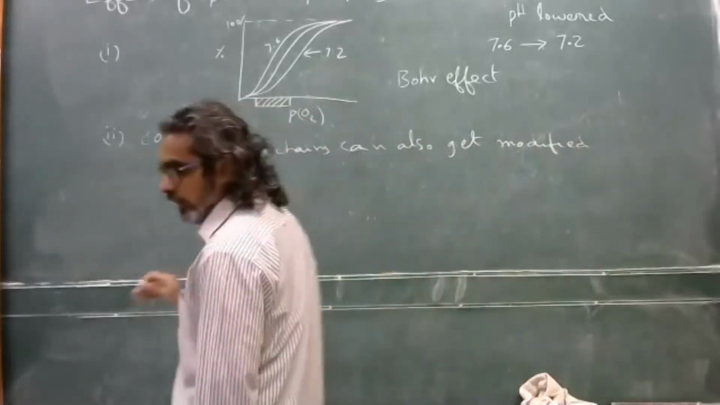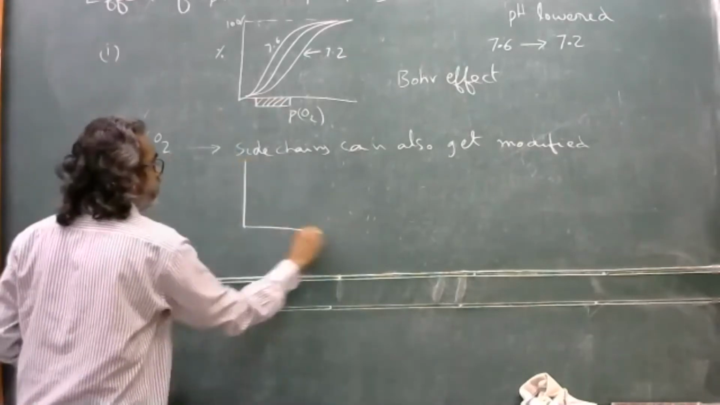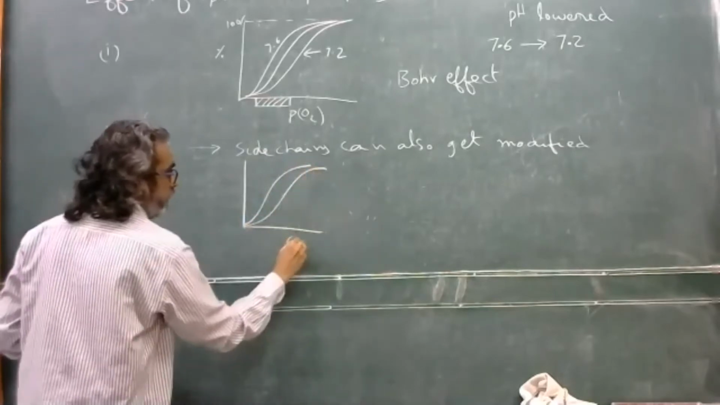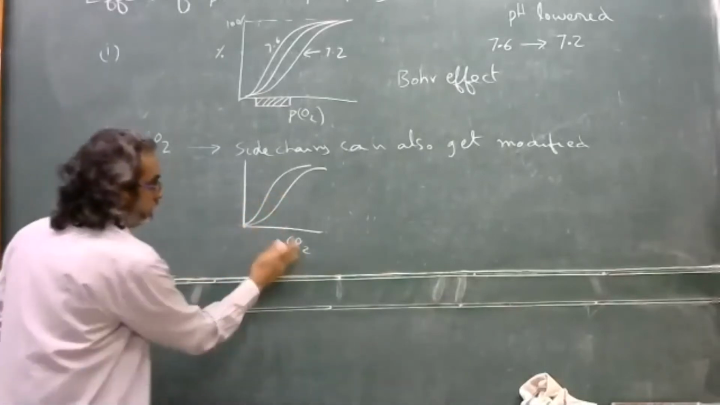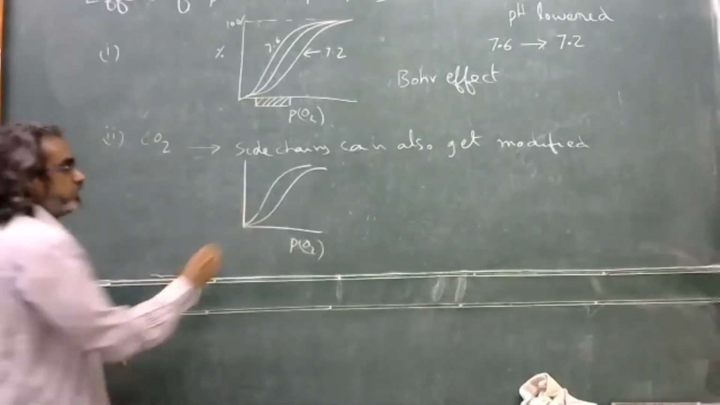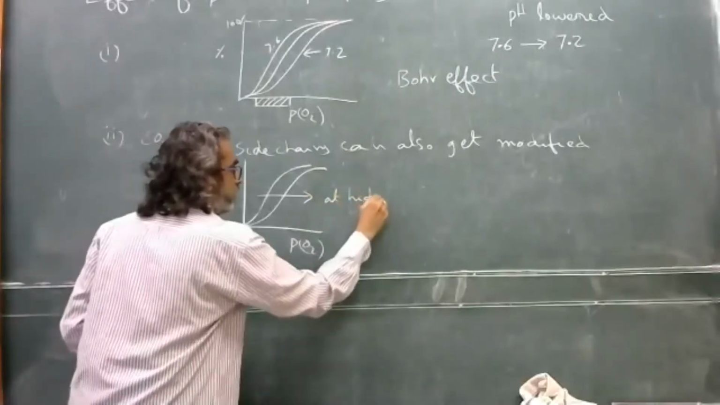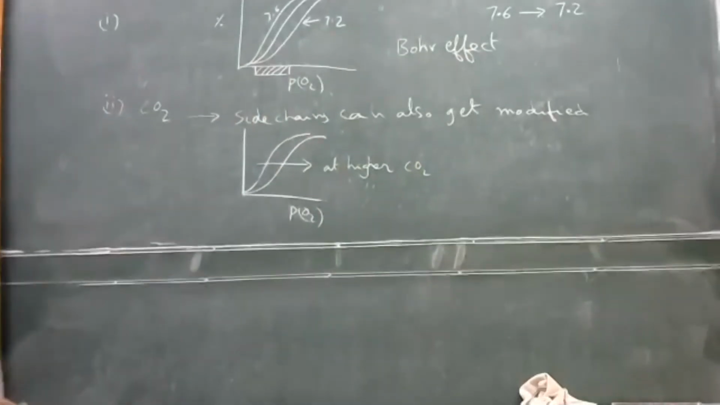So this is either carbon dioxide can bind at the same axis, and it can have some effect on the side chains. So both will also shift this curve to the right. Okay, so you can have the same axis. So CO2, higher and higher amount of... sorry, this is always where we are looking at binding efficiency of oxygen. So at higher CO2, this gets shifted. Okay, at higher CO2.